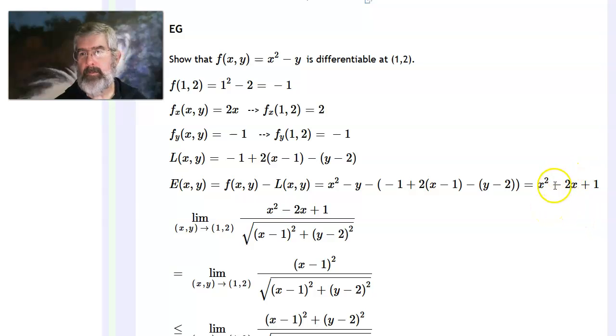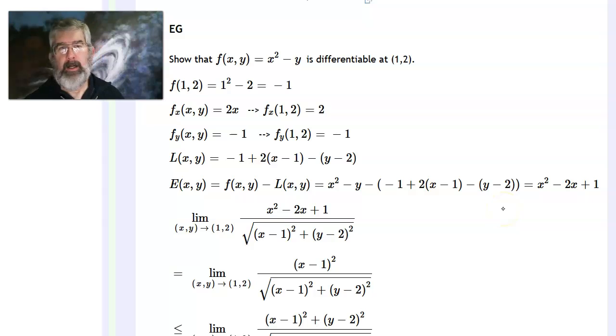Yeah, so the error function would be x squared minus 2x plus 1. Right? Just function minus the linear approximation is the error. So I need to now look at, does that error function go to 0 fast enough? That is the limit as (x,y) goes to (1,2) of the error function divided by the square root of (x minus 1) squared plus (y minus 2) squared, is that equal to 0?